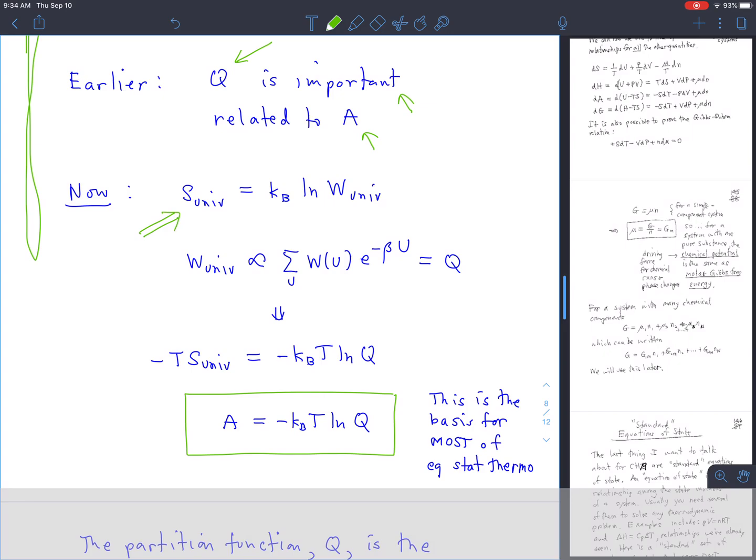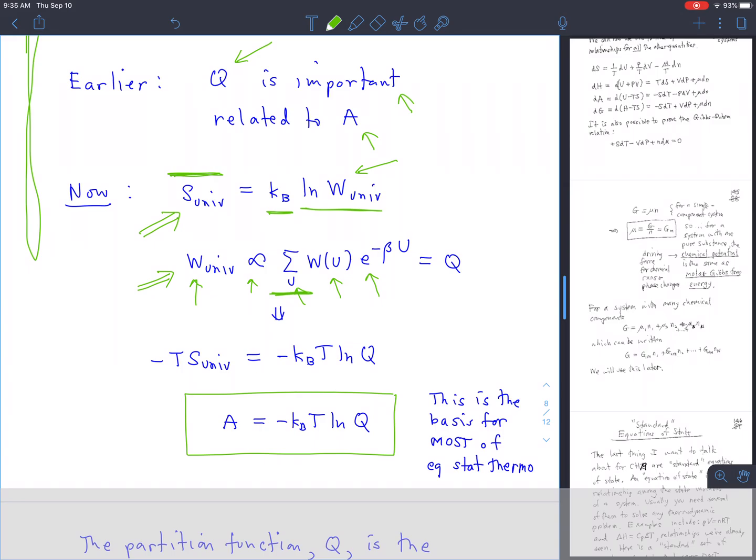From the Boltzmann relationship, the entropy of the universe has to be equal to the Boltzmann constant times the logarithm of the number of microstates available to the universe, to both system and surroundings. I won't go through it again, but last time we showed, and here I will emphasize it, that the number of microstates available to the universe is proportional to the sum over all energies of the system of the number of microstates for each energy of the system times this exponential factor that accounts for the number of microstates in the surroundings, e to the minus beta U.